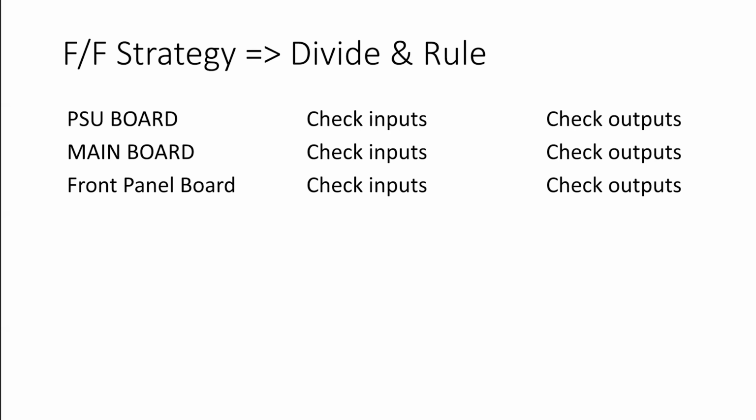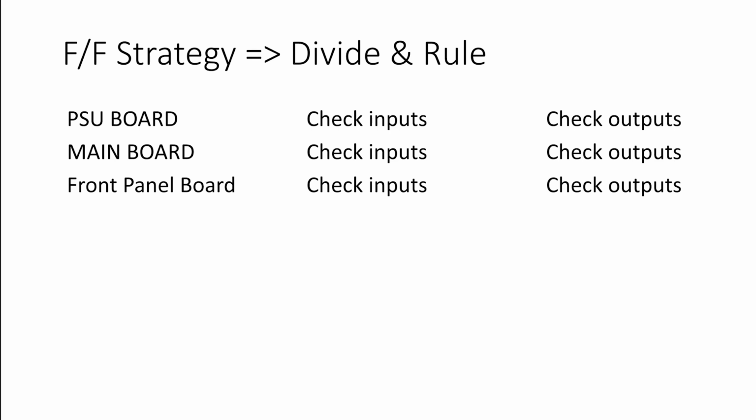I can check against a known good. So I could try one of these that's known to be good and either substitute or just compare voltages and compare currents and stuff. There's a dozen different strategies for fault finding. But for the time being, I'm going to divide and rule.